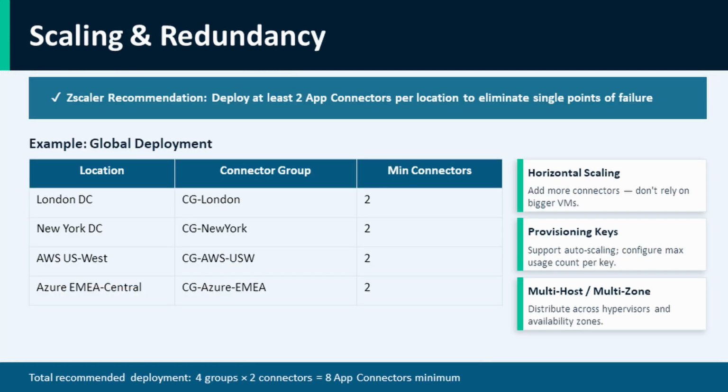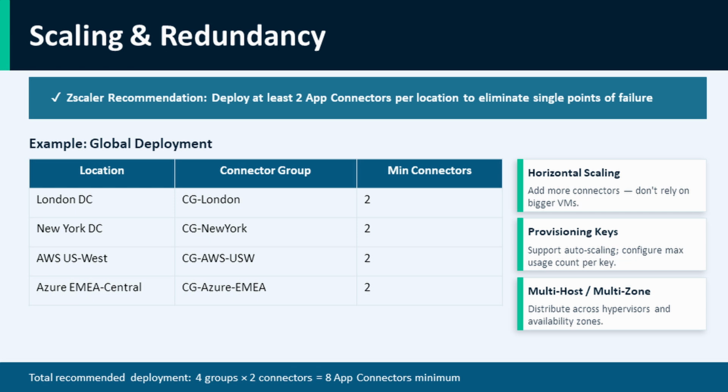Zscaler's clear recommendation: deploy at least 2 app connectors per location. This eliminates single points of failure and ensures users maintain access even if one connector goes down. Let's look at a real-world example. If you have data centers in London and New York and cloud regions in AWS US West and Azure EMEA Central, you'd create 4 connector groups, 1 per location, each with a minimum of 2 connectors. That's 8 connectors total and a solid baseline for redundancy.